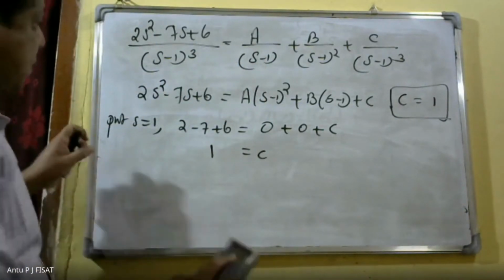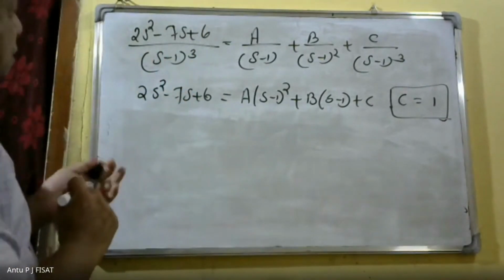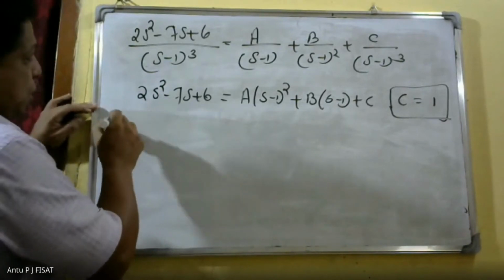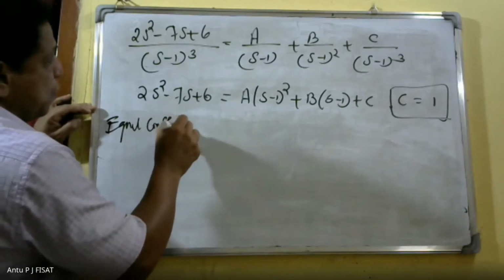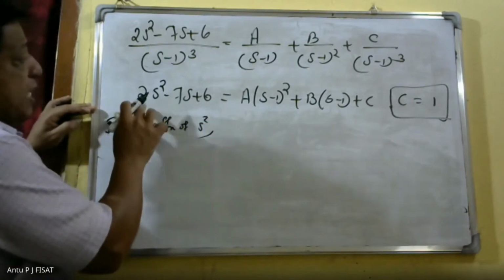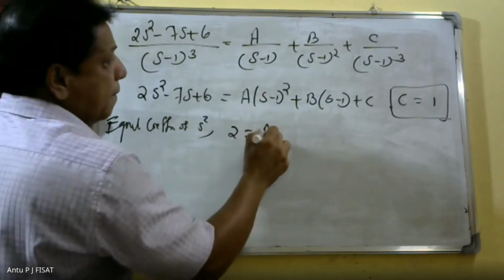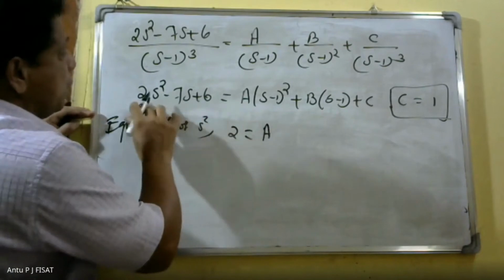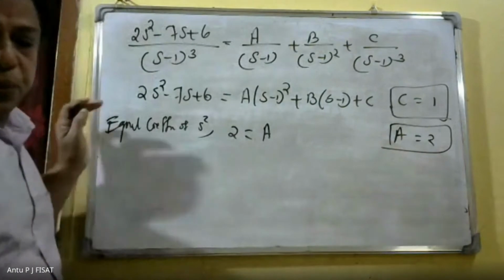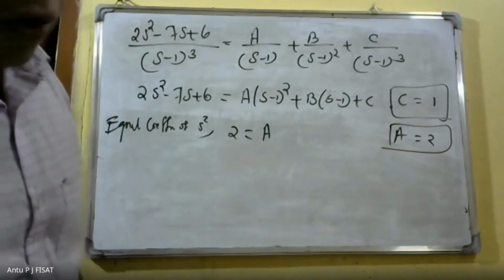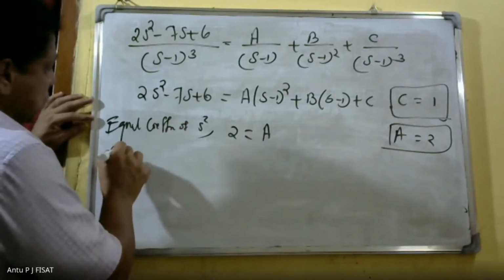Then, to find the other values, a and b, equating coefficients of s square. Therefore, left hand side, s square coefficient is equal to 2. Right hand side, a only. Therefore, the value of a is equal to 2.